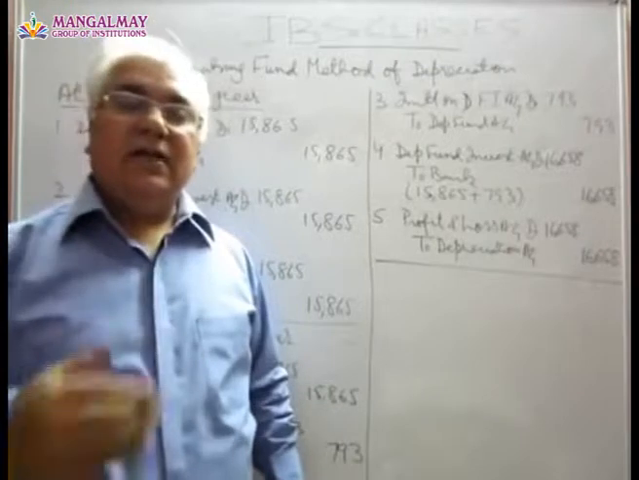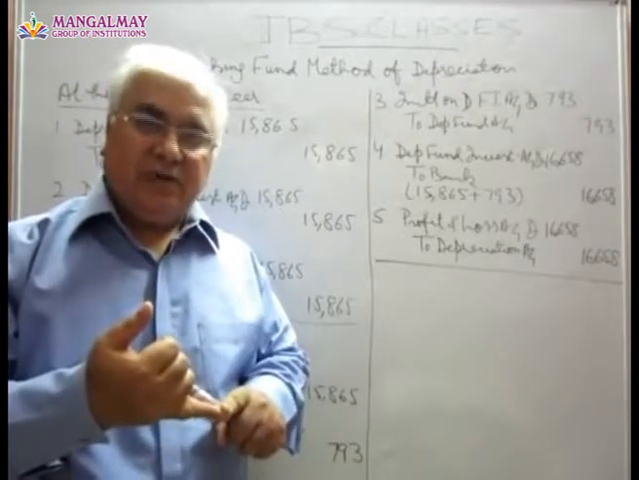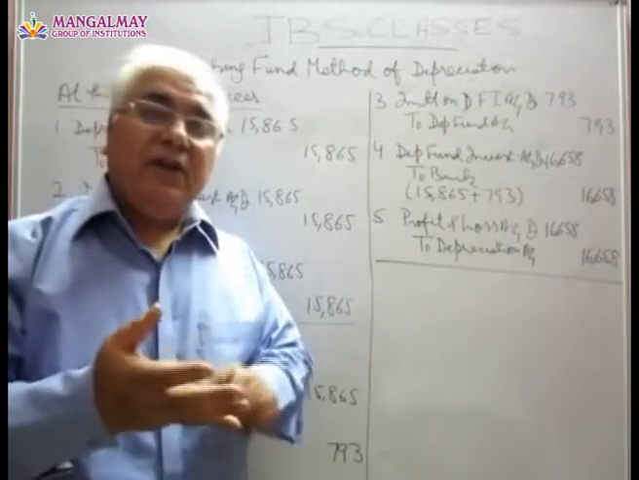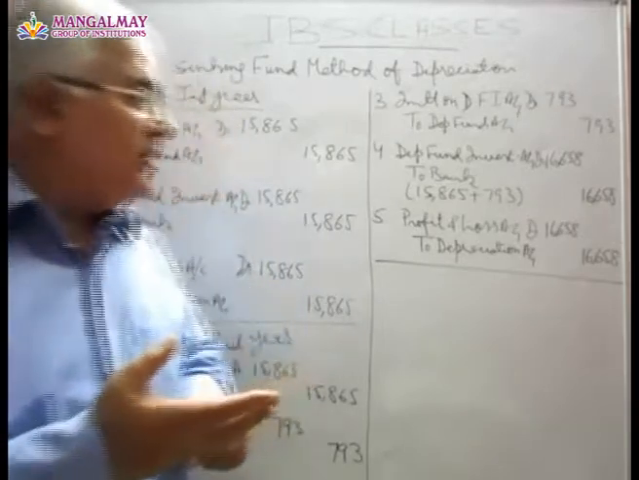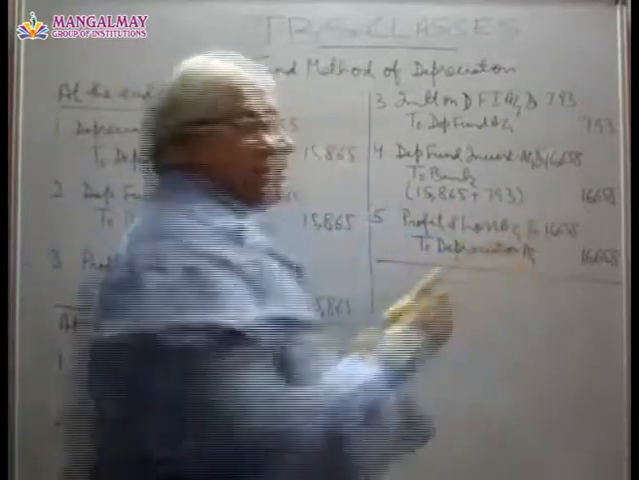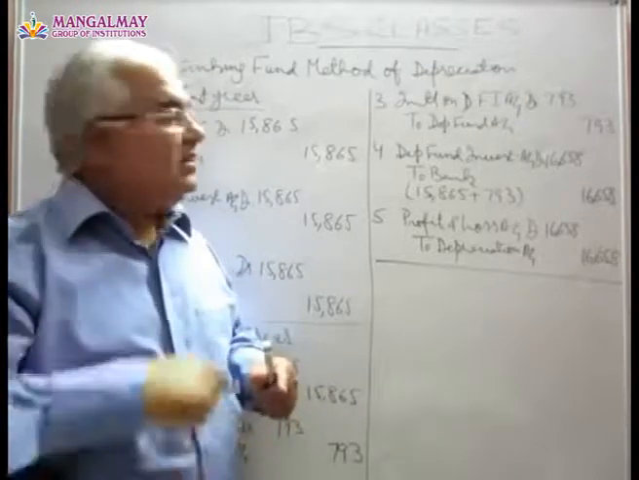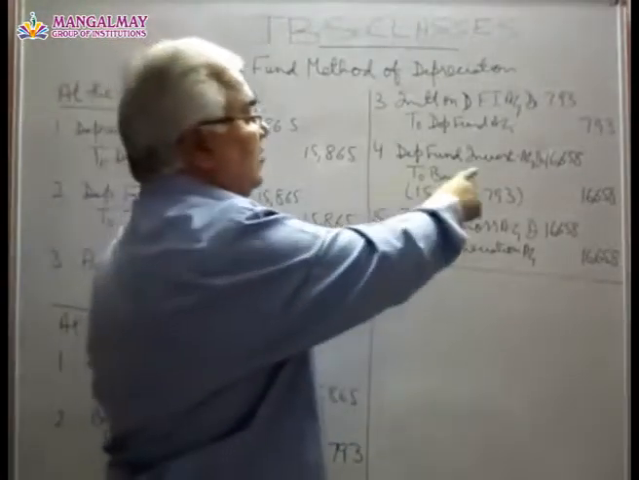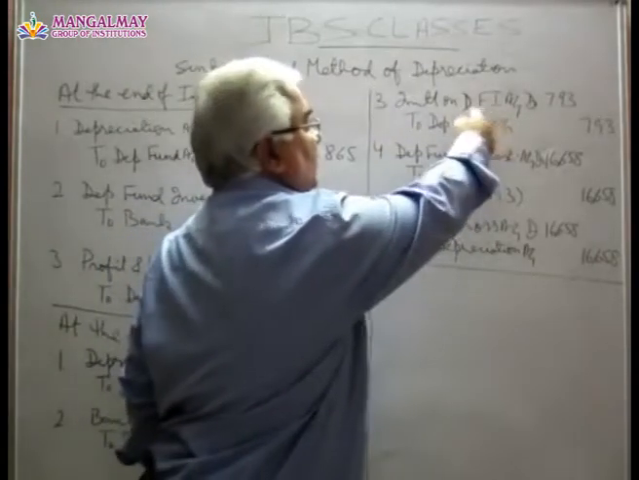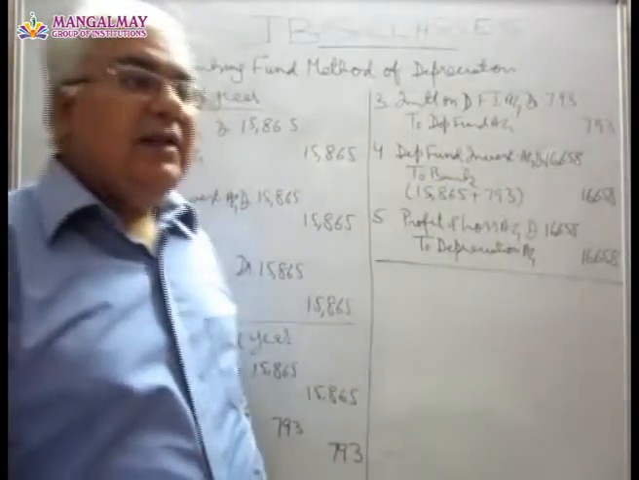Now in the third year, in the last year, as usual, we will charge depreciation, but we will not invest this amount. We will receive interest on both the investments made by us. First is this investment, second is this. On these two investments we will receive interest. Then again this interest will be shifted to the fund account, like interest on this fund account to depreciation fund account. Again this entry will be made, right?